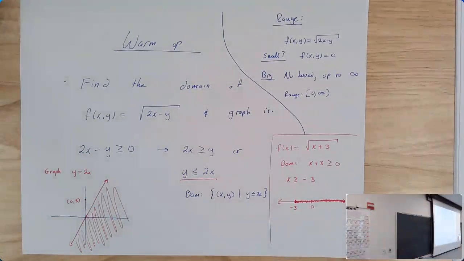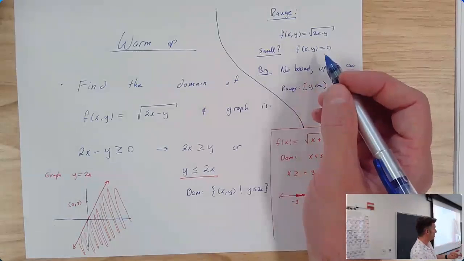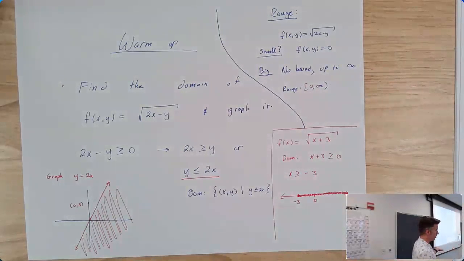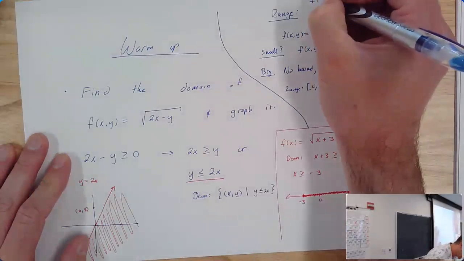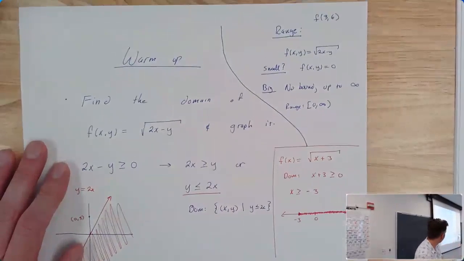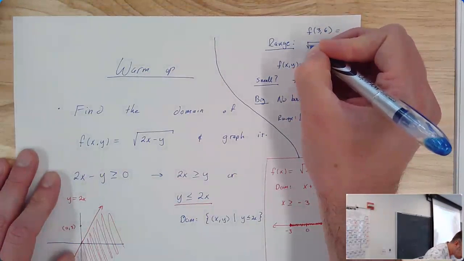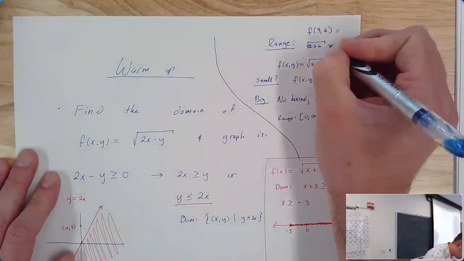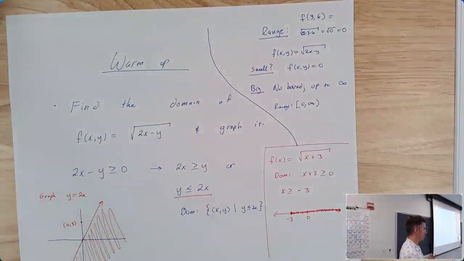So, well, yes, but that's because it's already hidden. What I'm really saying here is that, for example, you're getting a 0 output with a lot of different possible inputs. One possible input would be f of 3, 6. If I plug in 3 for x and 6 for y, I'm getting the square root of 2 times 3 minus 6, which is the square root of 0, which is 0. So that's my smallest possible range for this function, or I should say the lowest value in my range.